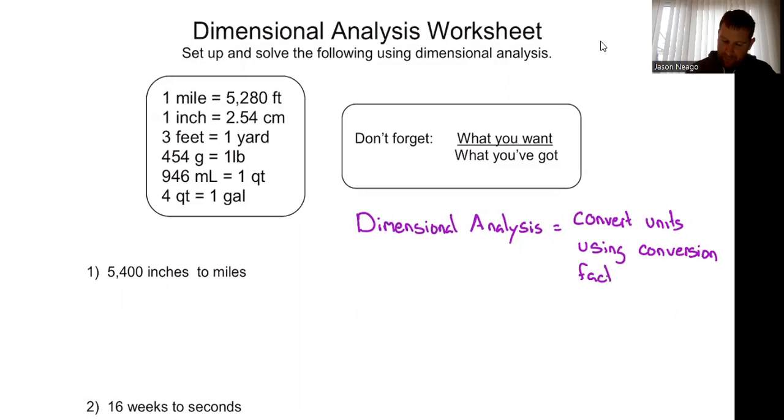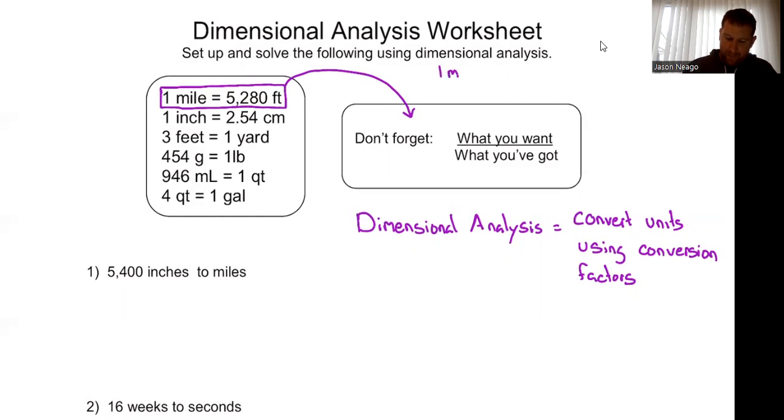Essentially, a conversion factor is a set of equivalent measurements. If you look in the upper left-hand corner of the screen, I have 1 mile and 5,280 feet. Those are equivalent measurements, although they have different units: miles and feet. I can arrange this conversion factor in a fraction, and it allows me to convert from one unit to another.